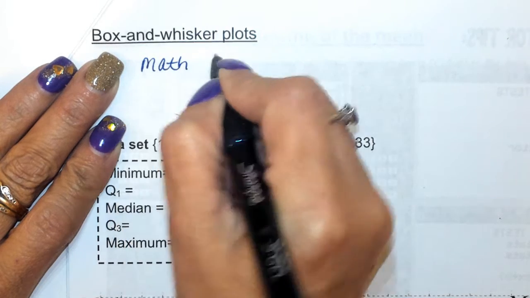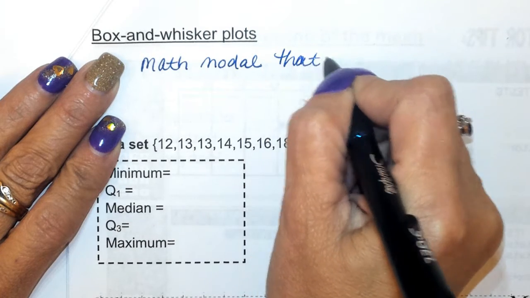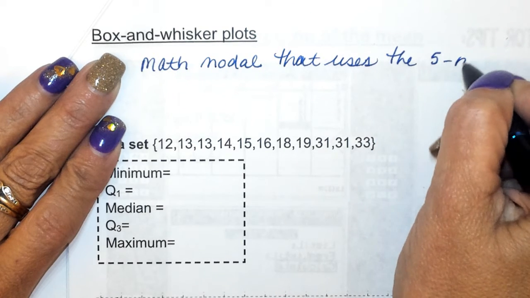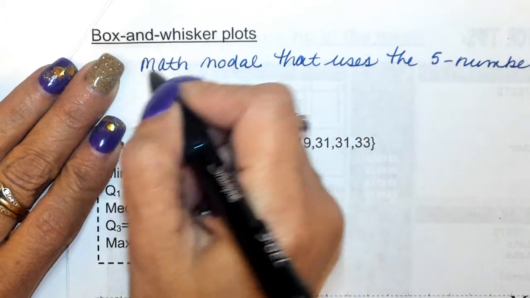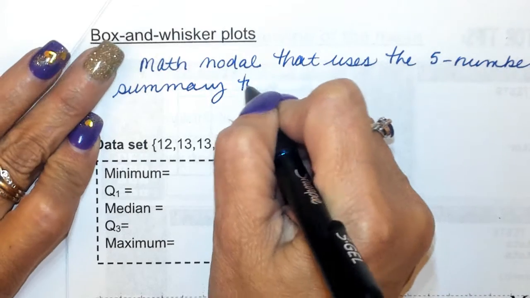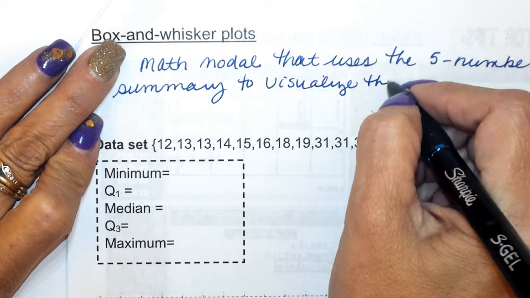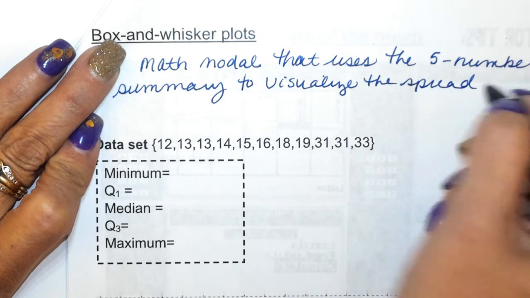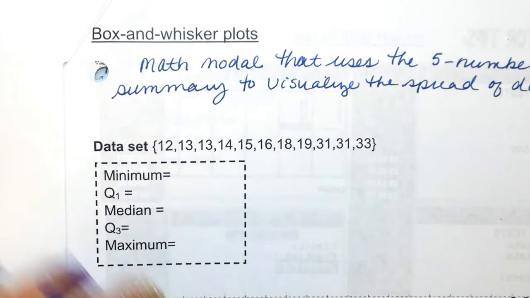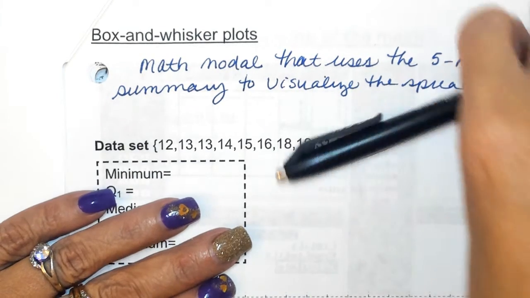All right, so a box and whisker plot is a math model that uses the 5-number summary to visualize the spread of data. It's easier to use this and interpret what you find whenever you use that 5-number spread.